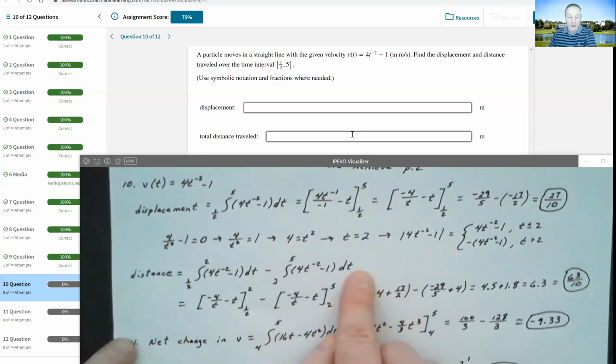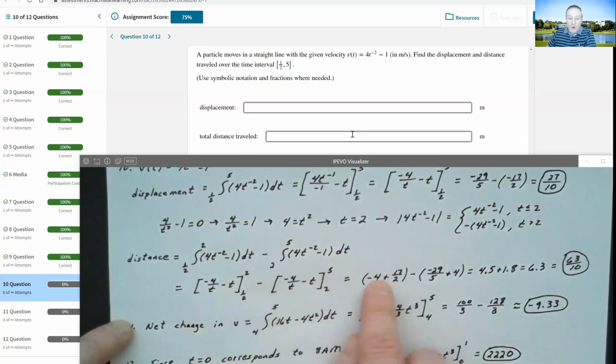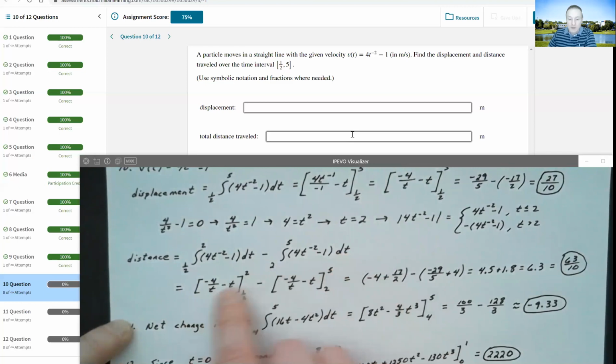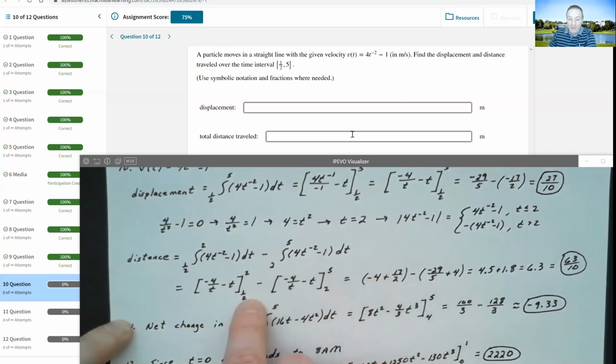Then I can say, okay, I'll integrate this function from 1/2 to 2, and subtract the integral of that same function from 2 to 5, which I know is going to give me a negative value. I'll subtract it to make it positive. When I plugged a 2 into the first function, I got a -4. When I plugged a 1/2 into the first function, I got negative 17 over 2, but you're subtracting the lower limit, so it makes it plus 17 over 2.